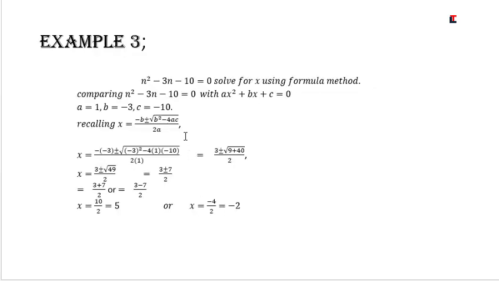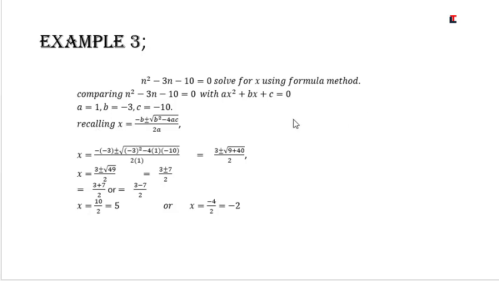Example number 3. I have n squared minus 3n minus 10 equals 0. So I was told to use the formula method. Now I will compare this to my general equation. I will see that a is 1. Don't forget I'm having x here, but it means if I want to compare it with this one, this one is n. So from here a is 1, b is minus 3, and c is minus 10 equals 0.